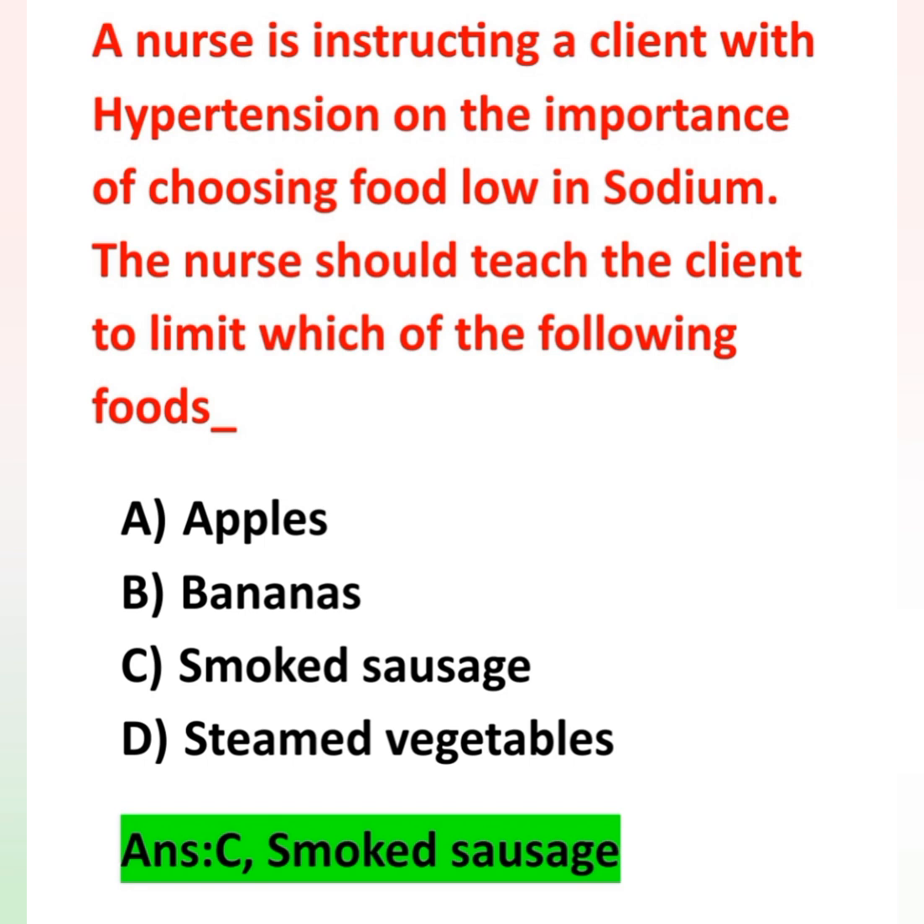Why? Smoked food items have high sodium, so they should avoid smoked sausages. The remaining, apples, bananas and steamed vegetables, the patient can take. Option C is the correct answer.